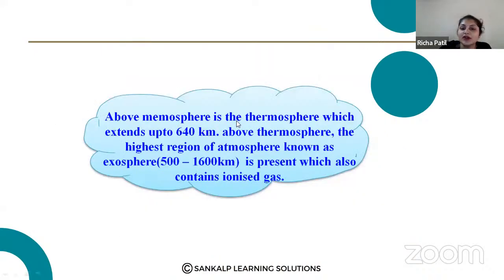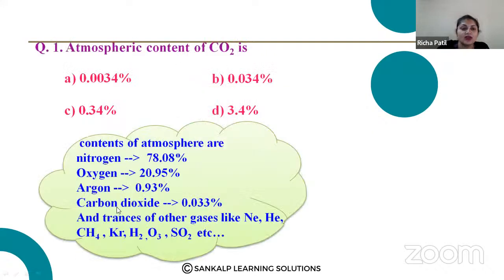Next, above the mesosphere is the thermosphere, which extends up to what? 640 kilometers. Okay, and above this thermosphere is the highest region of the atmosphere, known as the exosphere, which is 500 to 1600 kilometers, and it contains what? Ionized gas, which helps in wireless communication. So based on this, we'll solve some questions.